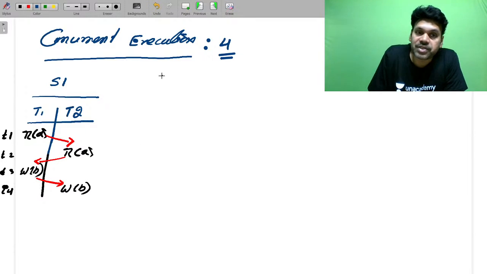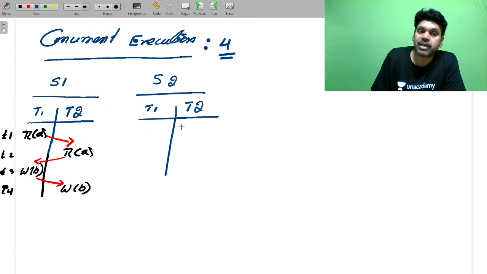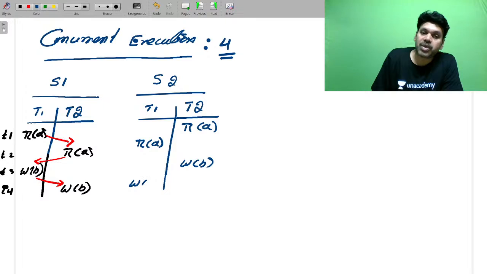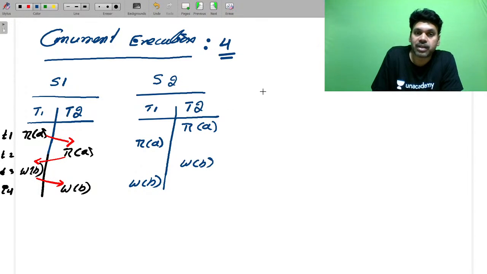The second variety of schedule is also there. Schedule 2 consists of T1 and T2, and I am going to write it in reverse. First I will begin T2, then T2 is going to be preempted by T1, and it is going to acquire the object. Then after that, the control goes to T2. After that, I am giving a chance to T1. This is another way to execute it, and two more alternatives are there.